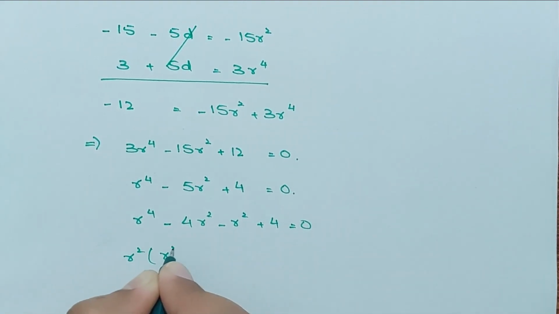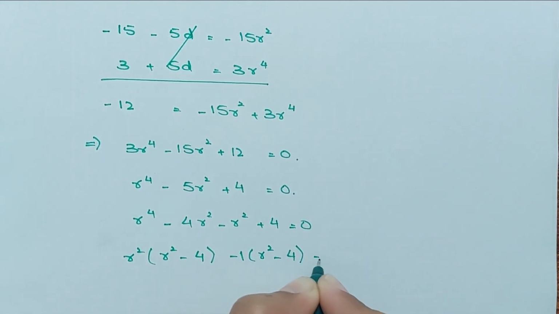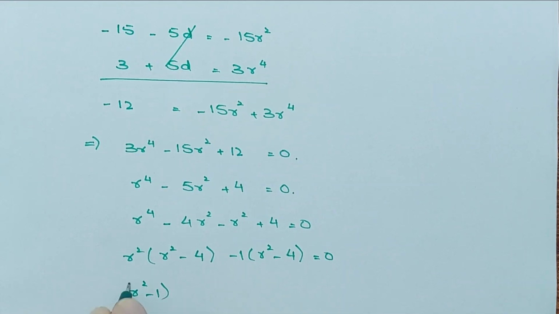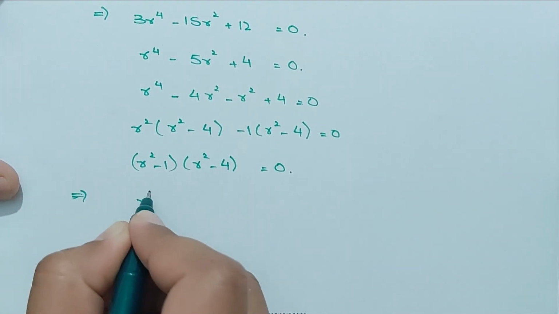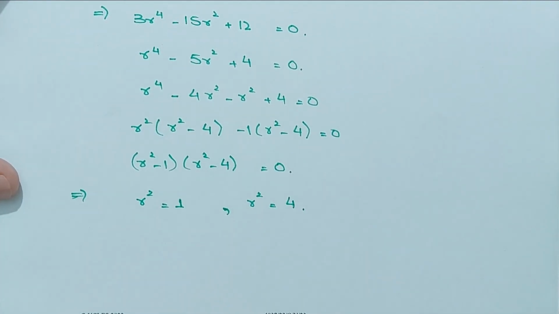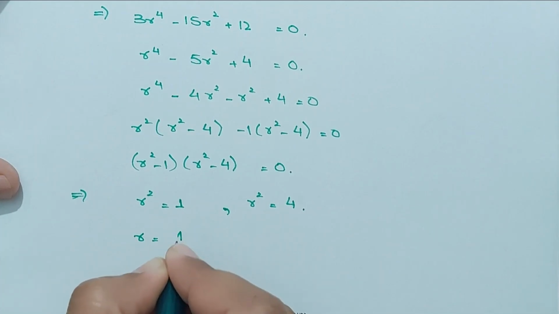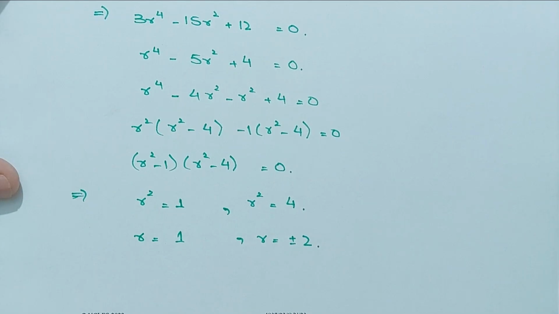R square is common, r square minus 4 is left, minus 1 is common, r square minus 4. This equals 0. So r square minus 1 is a factor and r square minus 4 is a factor. These are the two factors, right? So from here, r square equals 1 and r square equals 4, right? Or we can say r equals 1 and r equals plus or minus 2. We have to pick the geometric progression common ratio greater than 1, not equal to 1. We have to pick the one more than 1. So here r equals 2, right?